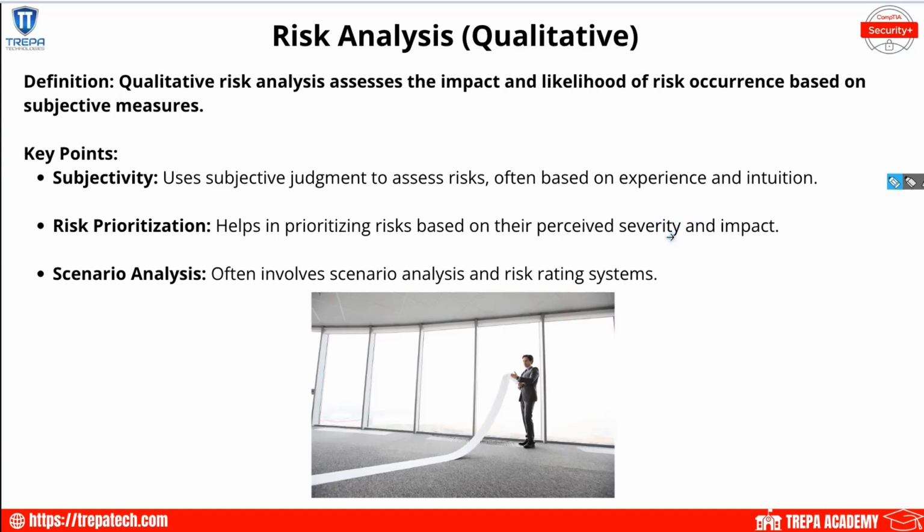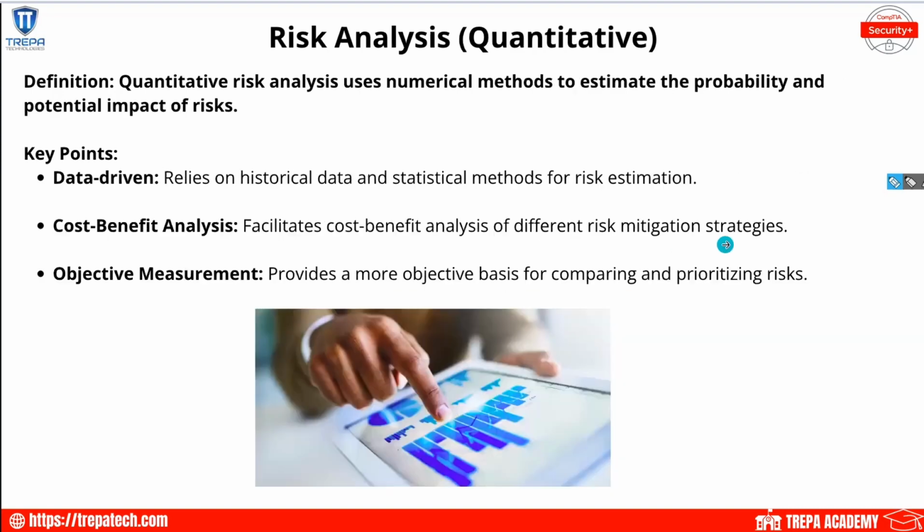So this can help us in prioritizing risks based on their perceived severity and impact. This often involves scenario analysis in risk rating systems like CVSS. Now, quantitative. Quantitative is going to probably be better as far as meeting business objectives. With quantitative risk analysis, we're using numerical methods, typically financial, right? So with quantitative risk assessment, this is going to be us saying, hey, here's our annual loss expectancy. Here's how we know if we're going to get an ROI by introducing this new technology or service. We're going to be able to do cost to benefit analyses on different risk mitigation strategies.